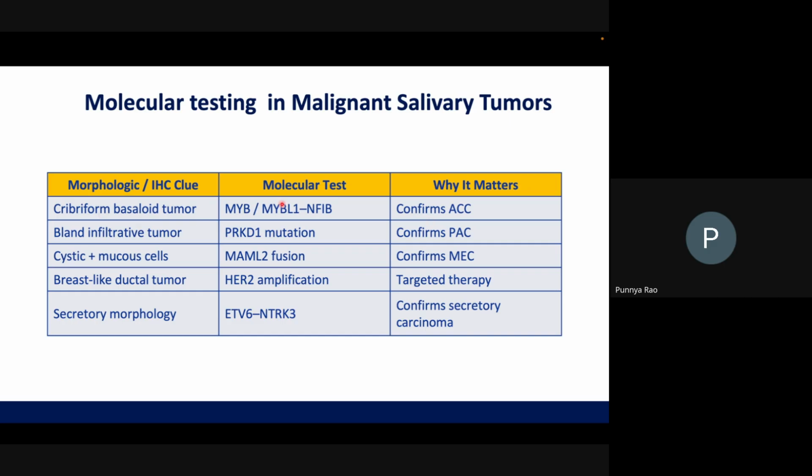For ACC, you have a typical MYB-NFIB fusion. For polymorphous low-grade adenocarcinoma, you have the PRKD1 mutation. So if you are in doubt, you can do either of these to confirm. For mucoepidermoid carcinoma, you have the MAML2 fusion. For targeted therapy, especially for salivary duct carcinoma, you have to look for HER2 amplification. And the newer entities are molecularly defined. So if it is a secretory carcinoma, usually it will be ETV6-NTRK3 positive. So these are a few molecular tests that you need to keep in mind.